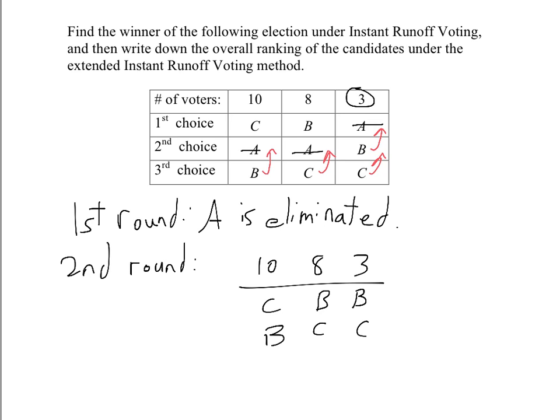In this rewriting of the preference table in round 2, we see that B now has 11 out of 21 first choice votes. C has only 10, so it follows that B wins. Great.